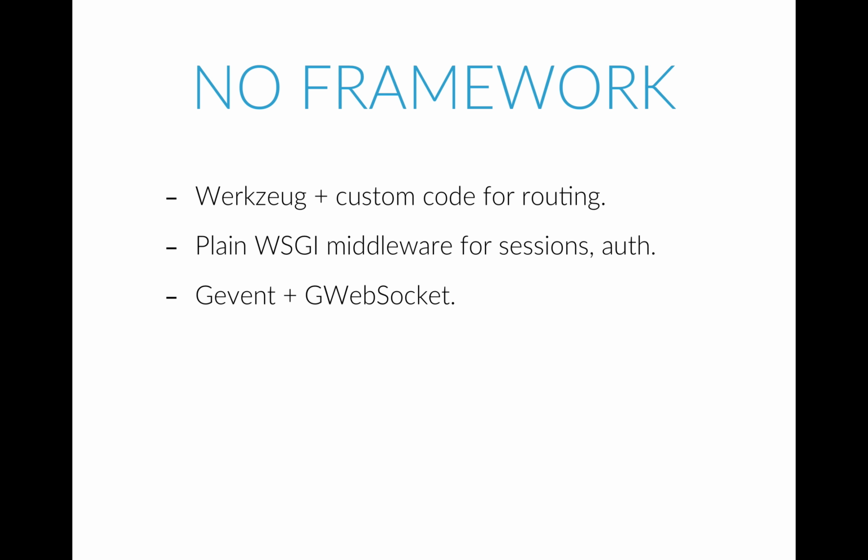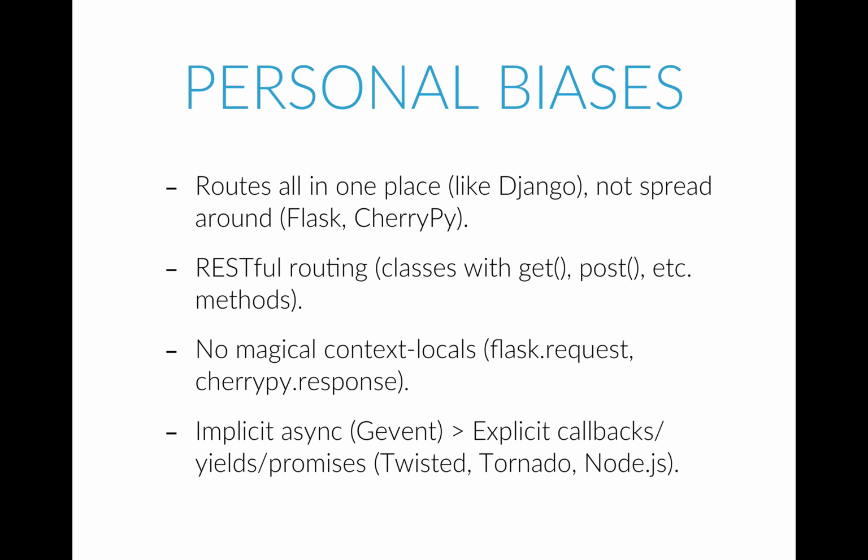So that's what we're going to use in this app, with a little bit of code for handling URL routing and mapping routes to our handlers. For features like sessions and authentication, we can just use plain WSGI middlewares. And for supporting large numbers of simultaneous connections, which we'll need because these WebSocket connections may stay open for a long time, use gevent, which makes Python much more able to handle a large number of connections.